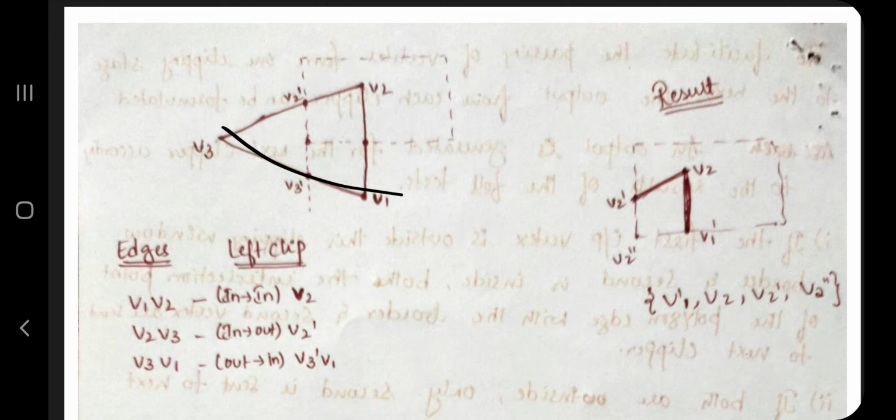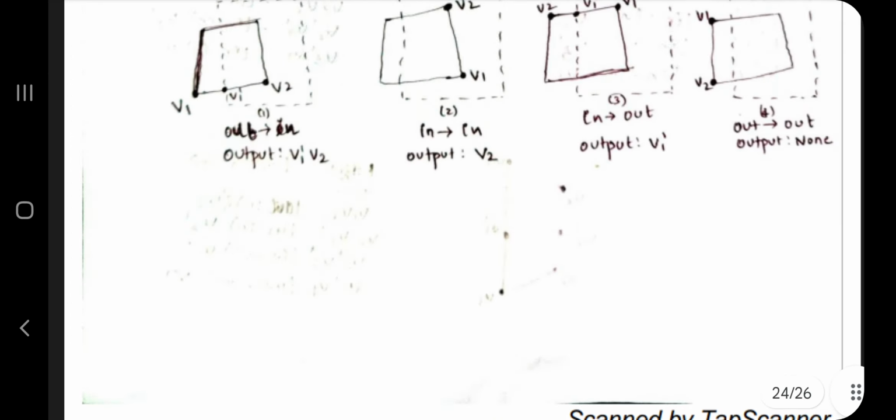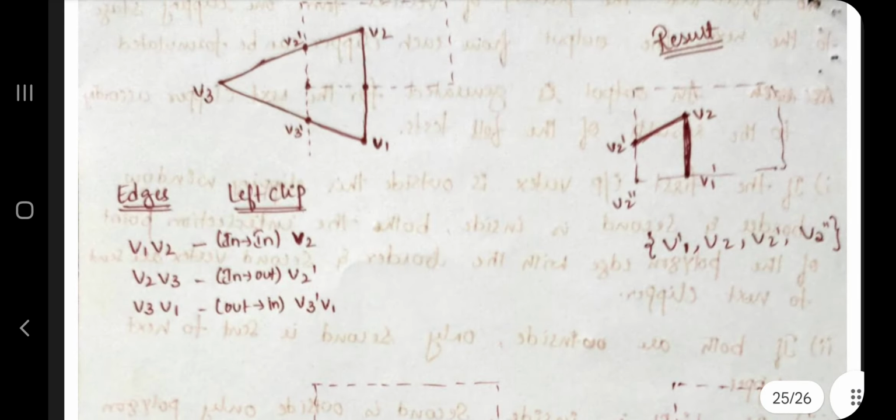Then this one, v3 to v1, out to in, this is out, this is in. v3 to v1, I'll write v3 dash v1, not just v3 dash. You have to write v3 dash v1 because this is also out to in. v2 we wrote like that only, it is out to in, v3 dash v1. That's all what you have to do.